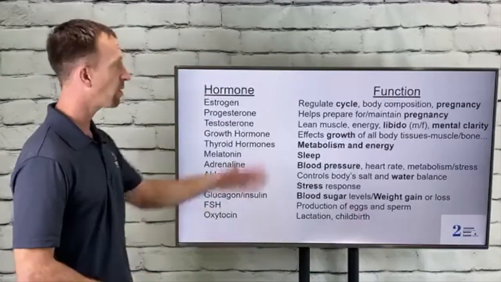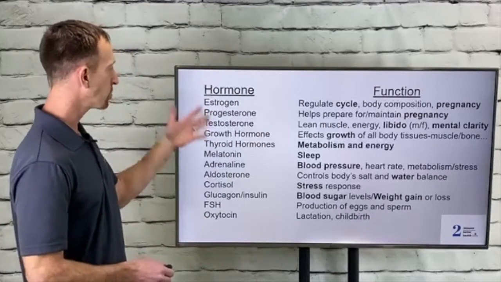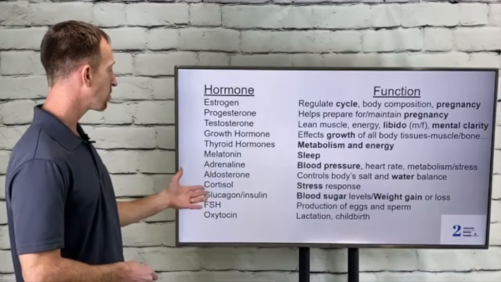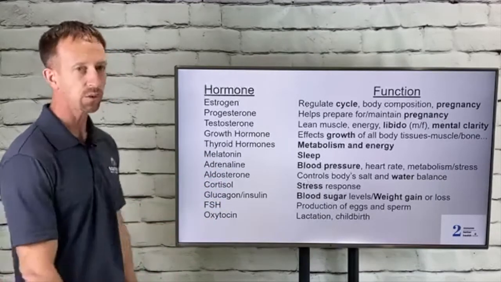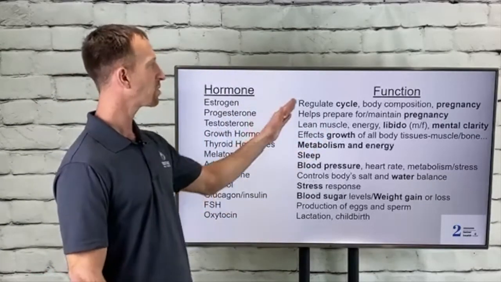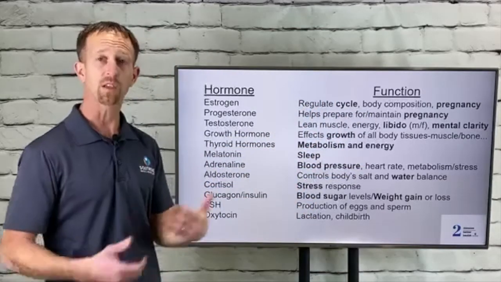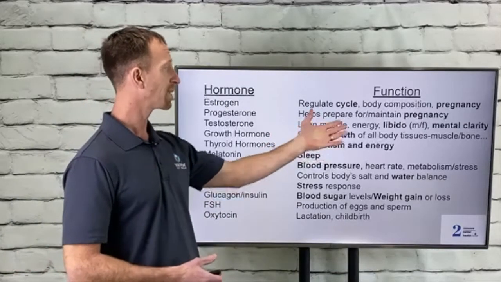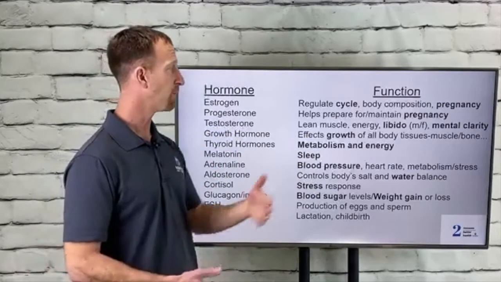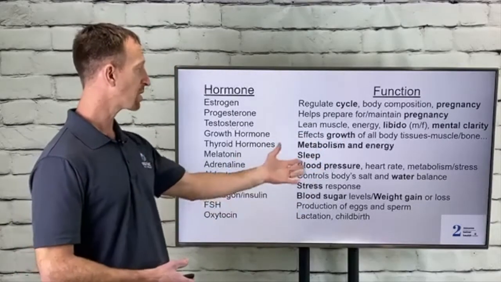So you can look at all the hormones here and all the functions that these hormones do. Take a quick screen capture of that to understand it. But we're looking at estrogen, progesterone, testosterone, growth hormone, thyroid hormones, melatonin, adrenaline, aldosterone, cortisol, glucagon, insulin, FSH, oxytocin. That's a mouthful. These are just some of them. And these are all the functions that they do. They affect things like regulating the menstrual cycle, pregnancy, allowing pregnancy to develop as well as maintaining a pregnancy if a woman's having trouble with that. It's lean muscle mass, energy production, libido for men and women, which is basically based off of testosterone, which has to be built in the body, mental clarity, growth of the body tissues, metabolism, energy production, sleep, blood pressure.